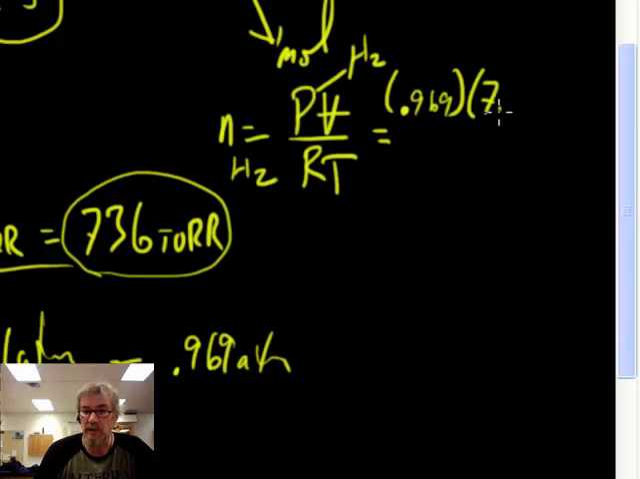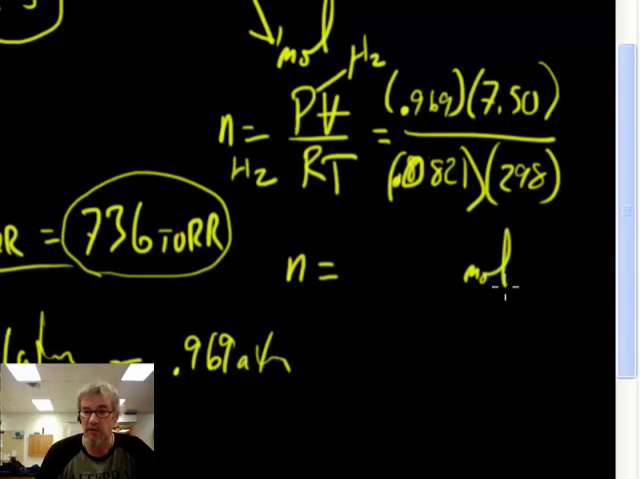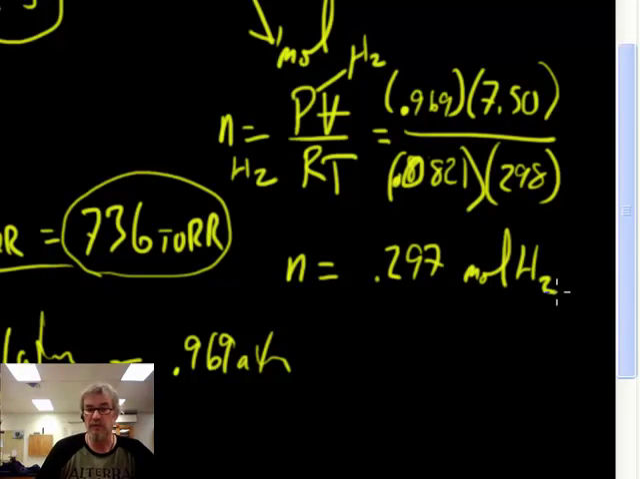The volume is in liters. We don't have to convert that. 7.50. R is 0.0821 liter atmospheres per mole Kelvin. And the temperature here is 298 kelvins. So we've put all of our units in correctly, so the answer that we get numerically should have a unit of moles. When we calculate it, we find that it represents 0.297 moles, and that's 0.297 moles of hydrogen that are in that 7.5 liters.